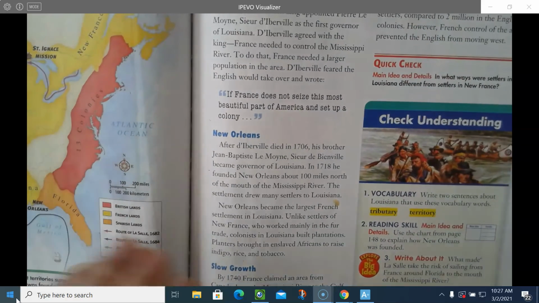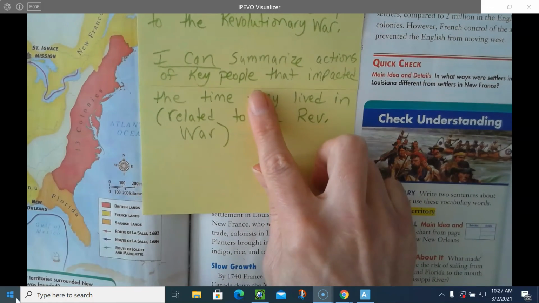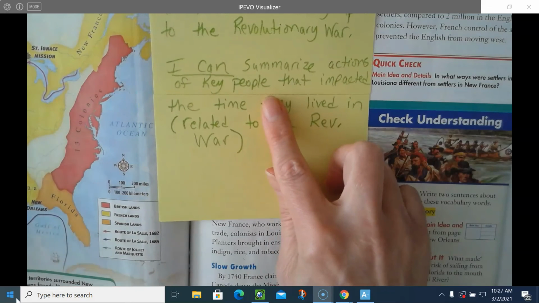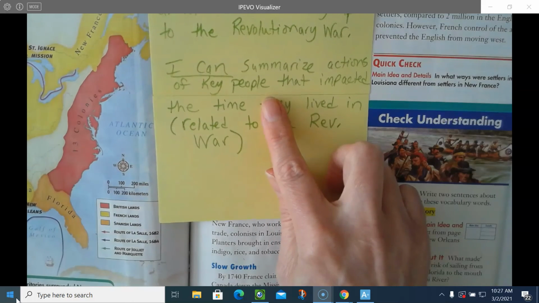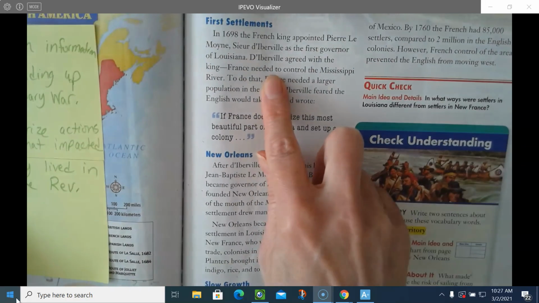So for today, that is the end of our lesson for today. I want you to be thinking about some key people who are impacting this time period. Hopefully LaSalle is somebody that you recognize as being important, as well as some of the other people that were mentioned as far as settling Louisiana.